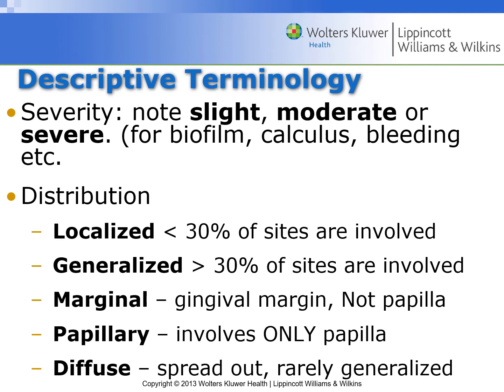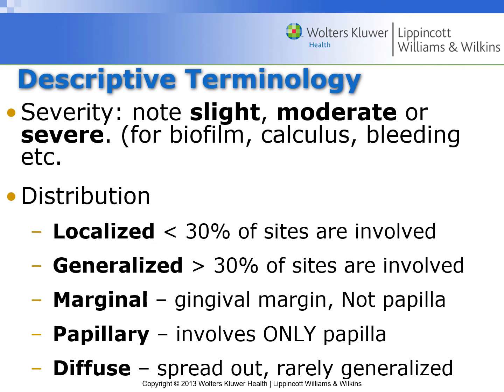So here's some descriptive terminology on the severity. We always say that for biofilm, calculus, and bleeding, we'll say that they had slight localized bleeding on the upper right of the gum tissue, or they had moderate calculus on the facial of the upper left quadrant. They had moderate generalized calculus throughout the mouth. Okay, so you have to know what these mean.